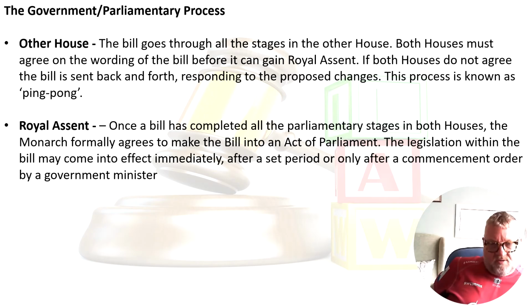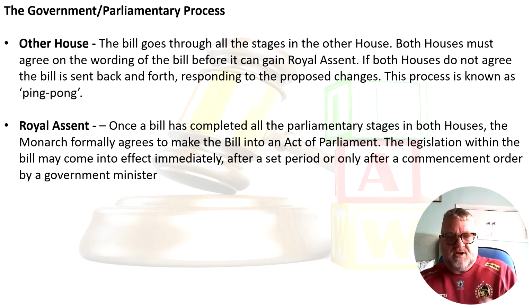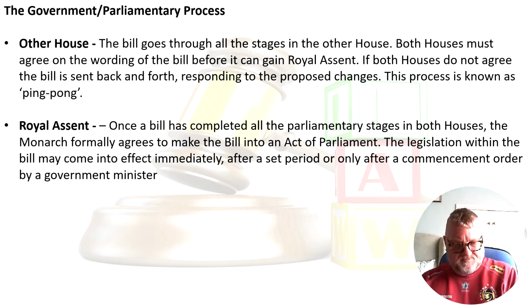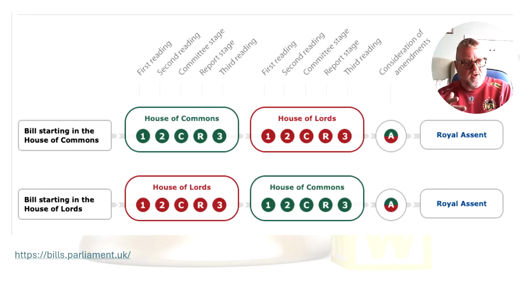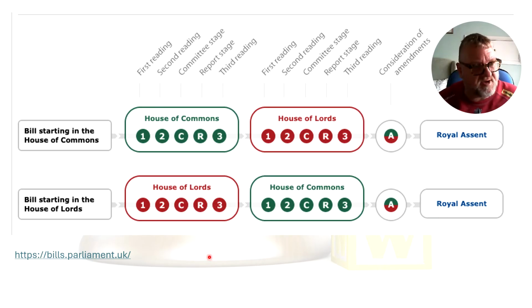The law can come into effect immediately, or it can come into effect after a set period. That's up to the government to decide. So for ways of making it a bit easier, you can think of it this way. If it starts in the House of Commons: first reading, second reading, committee report stage, third reading, and then it goes to the House of Lords: first, second, committee report, third reading, any amendments, royal assent. And if it starts in the House of Lords, exactly the same process.